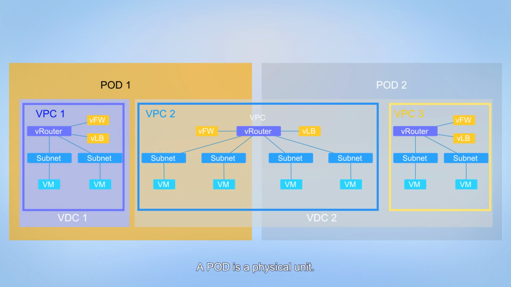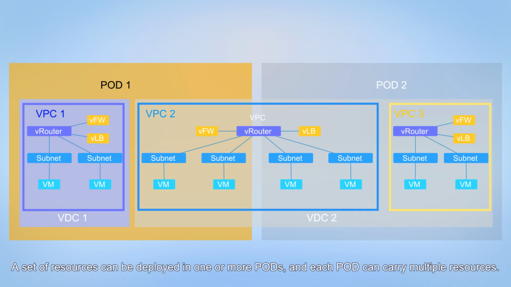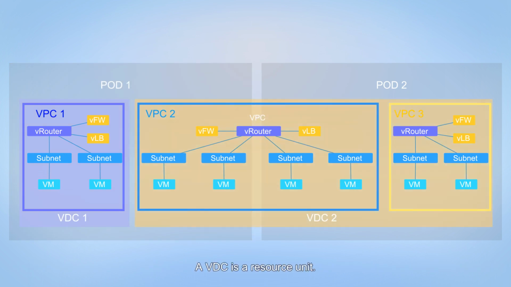A pod is a physical unit. For example, a fabric network can be regarded as a pod, which is a basic deployment unit for carrying services. A set of resources can be deployed in one or more pods, and each pod can carry multiple resources. A VDC is a resource unit. It supports cross-pod deployment. Tenants lease resources based on VDCs.